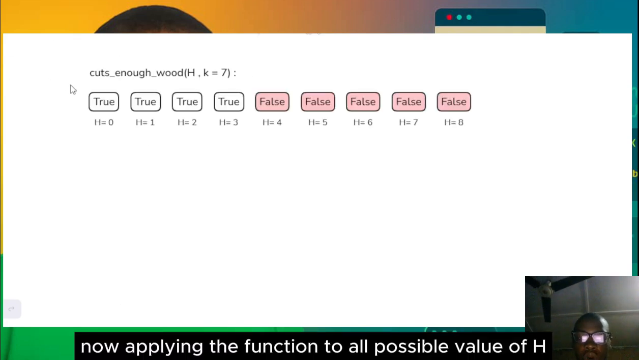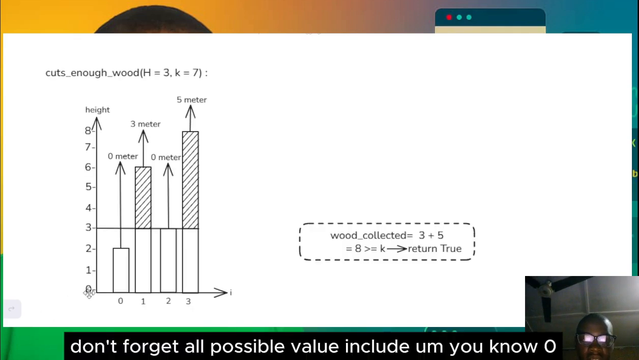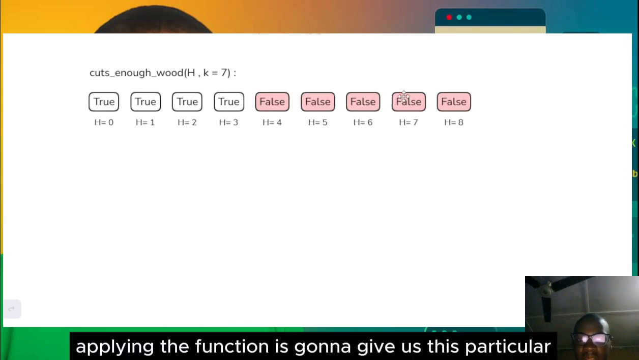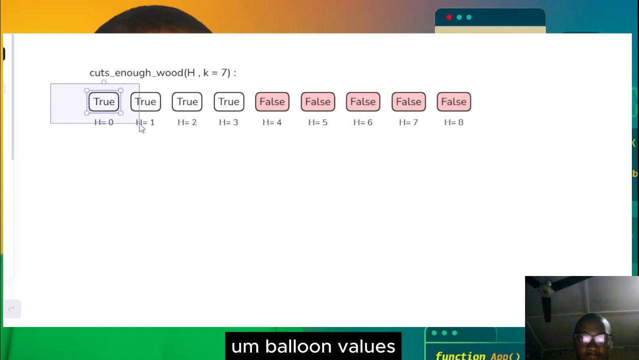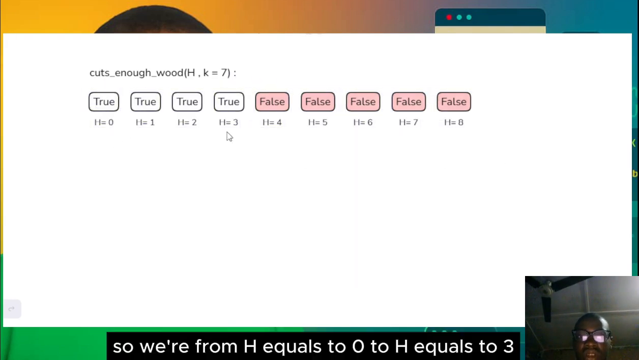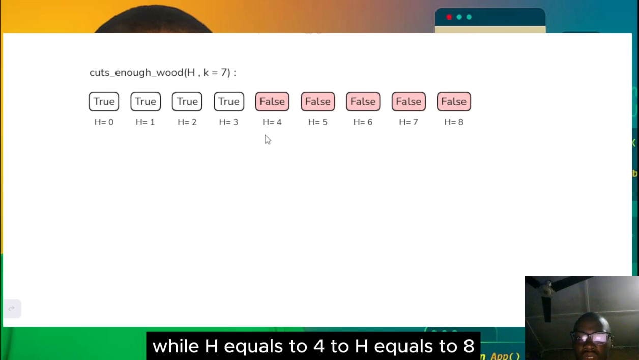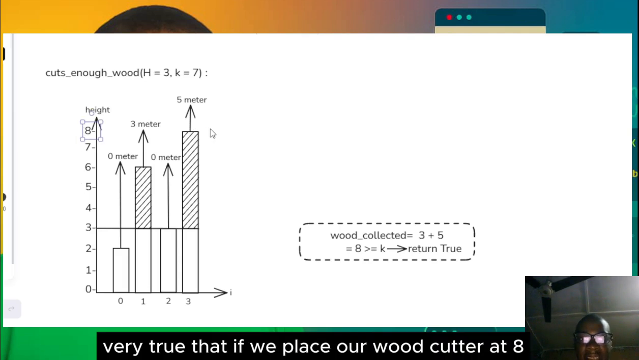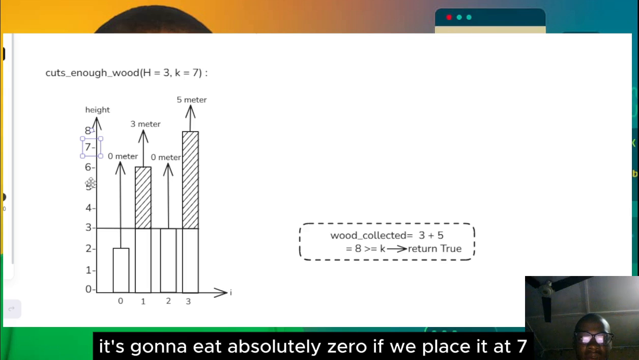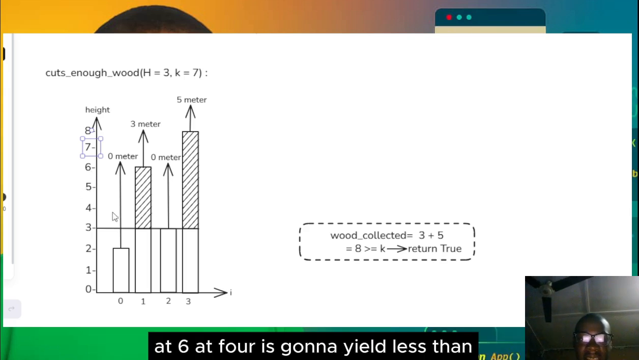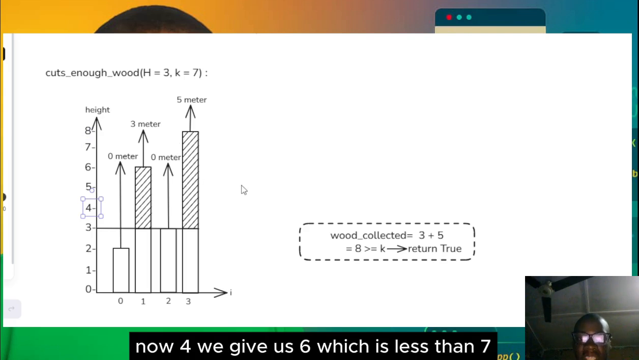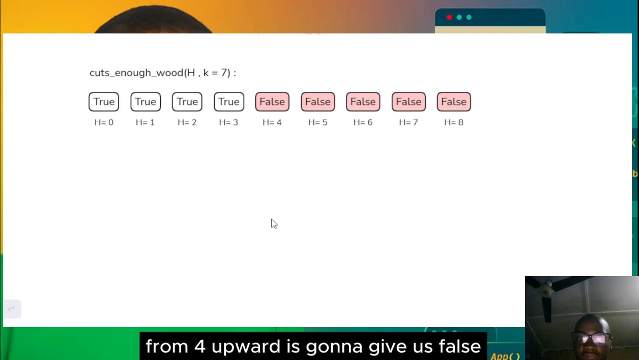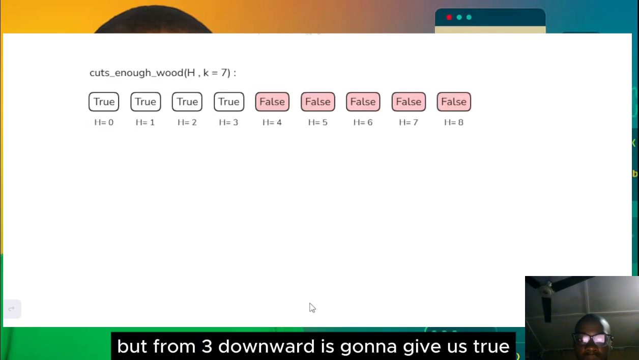Now applying the function to all possible values of h. Don't forget, all possible values include 0, 1, 2, 3 up to 8. Applying the function gives us these particular boolean values. From h equals 0 to h equals 3 we continue to yield true, while from h equals 4 to h equals 8 we yield false, which is very correct. Very true that if we place our woodcutter at 8, it's going to yield absolutely 0. If we place it at 7, at 6, at 4, it's going to yield less than k. We just evaluate for 4 now. 4 will give us 6, which is less than 7. So from 4 upward is going to give us false, but from 3 downward is going to give us true.